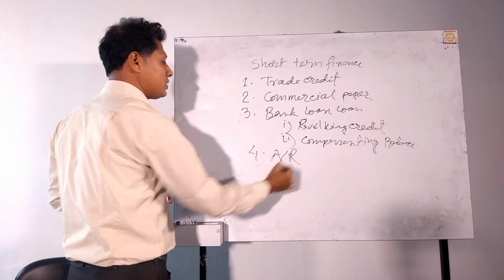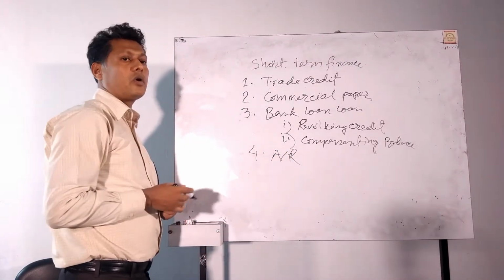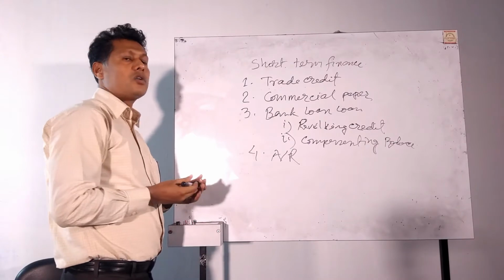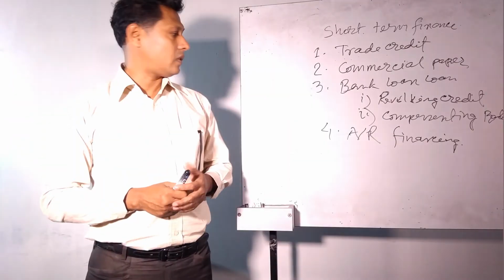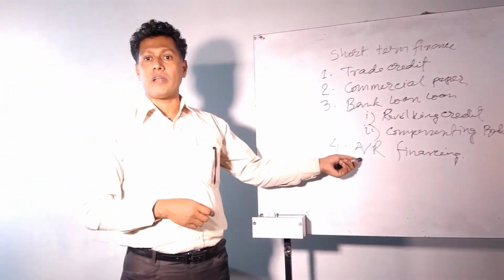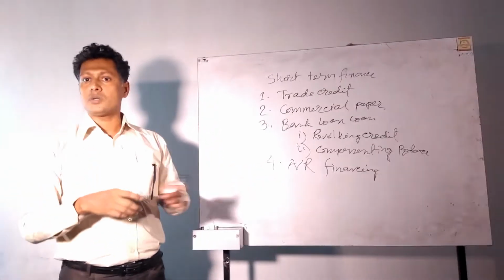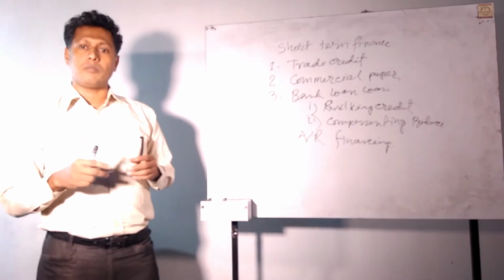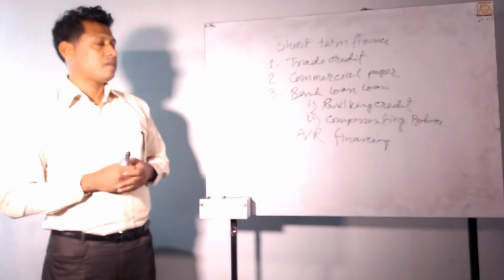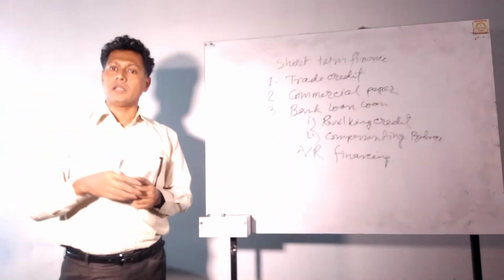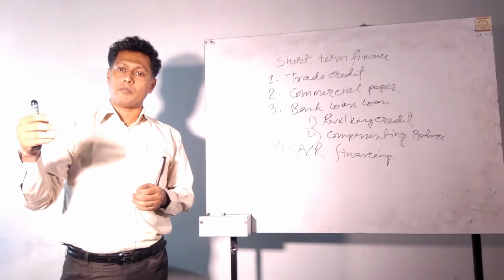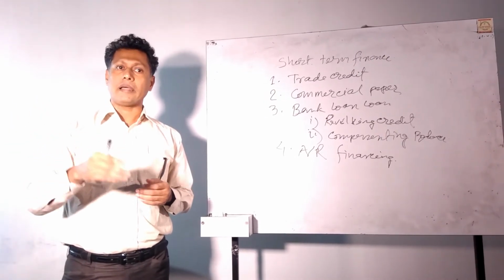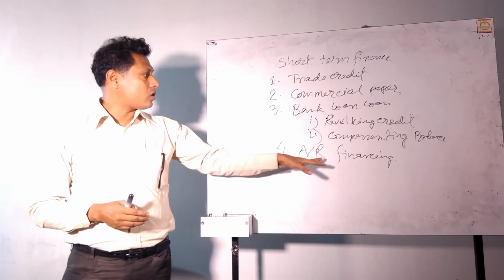You know account receivables; you were taught in class 11 or 12 what account receivable is. Account receivable is mainly derived from credit sales. So if you sell something on credit, the purchasers will pay you later. That is called account receivable. This is account receivable financing.